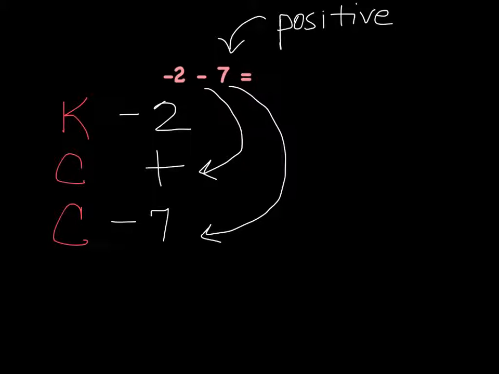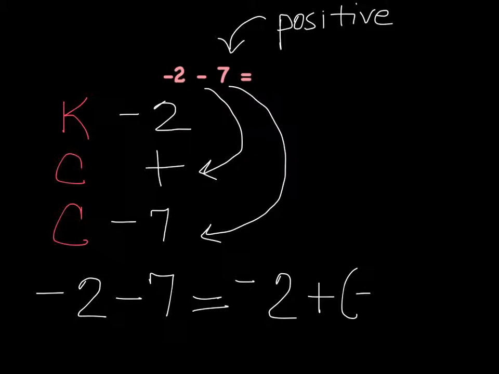So my original subtraction problem of negative 2 minus 7 is the very same thing as saying negative 2 plus negative 7. Then I can solve this problem by going on the number line or using integer chips. Negative 2 plus negative 7 is going to equal negative 9. And you can prove that for yourself on the number line or using integer chips.